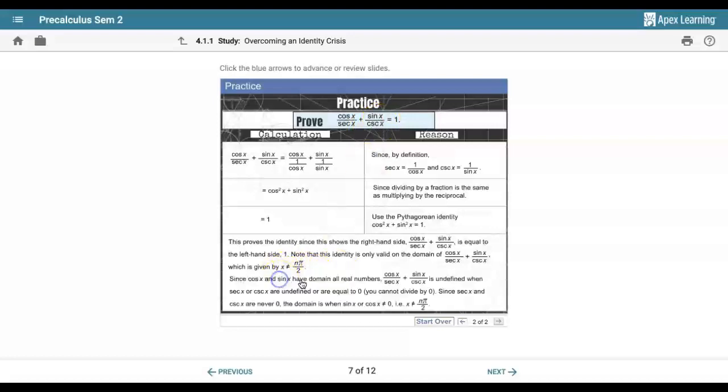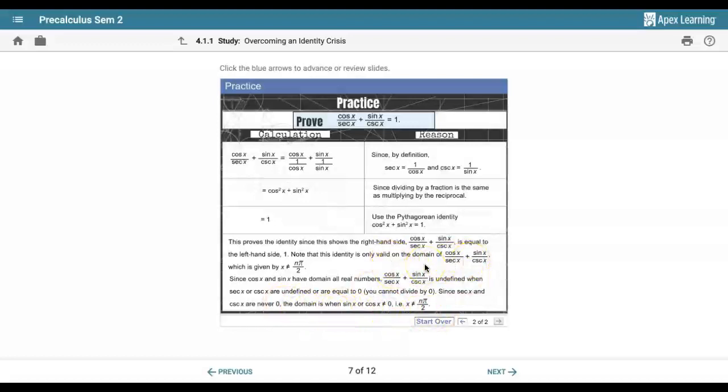The reason for that is, again, at values of n pi over 2, that is where these secant and cosecants are undefined. Since secant and cosecant are never equal to 0, the domain is where sine of x and cosine of x don't equal 0. We're just dealing with when sine or cosine is equal to 0.